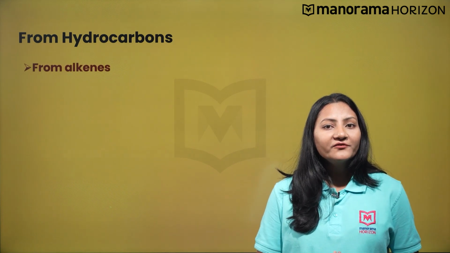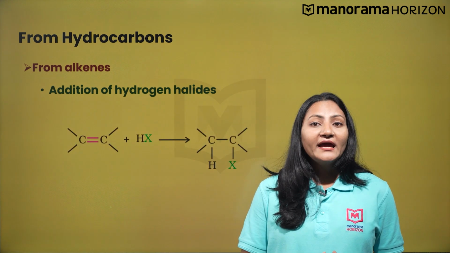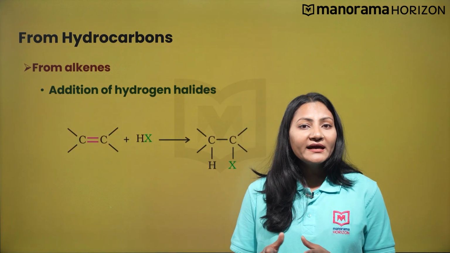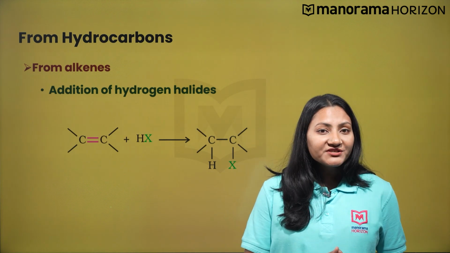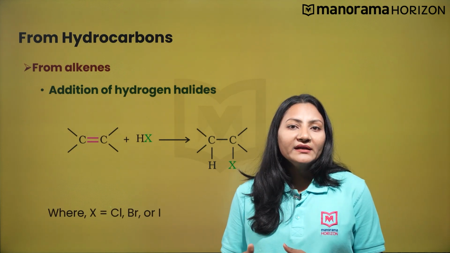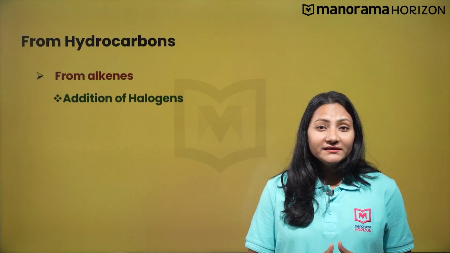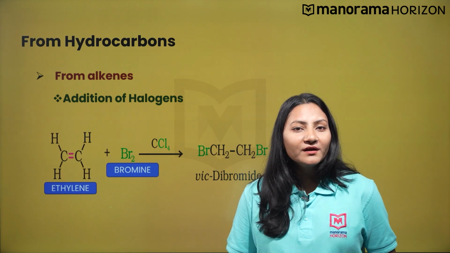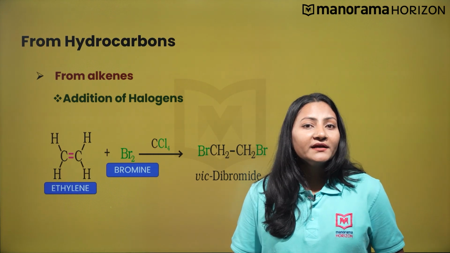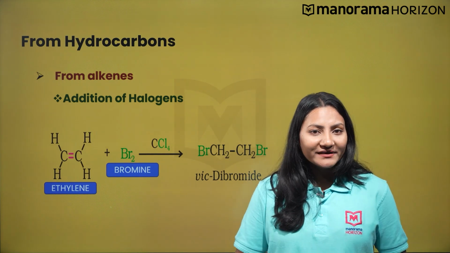The second method for the preparation of haloalkane is from alkenes. Under that, we also have two methods. The first being the addition of hydrogen halides, where an alkene is converted to the corresponding alkyl halide. Here, HX is the hydrogen halide and X can be chlorine, bromine or iodine. The second method is the addition of halogens. Here, the addition of reddish-brown bromine to ethylene in carbon tetrachloride produces a colorless vicinal dibromide called ethylene dibromide.